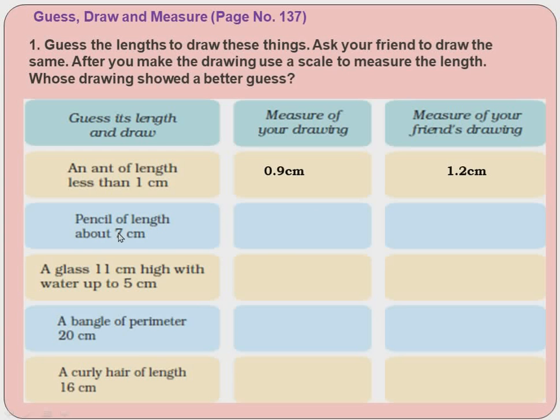Okay, children? Like this, a pencil of length about 7 centimeters. So you will draw one pencil without measuring. Okay, draw directly one pencil, imagining it to be 7 centimeters. Your friend will also draw, then you will take the measurement. Like that, a glass 11 centimeters high with water up to 5 centimeters. Means you will draw a glass which is 11 centimeters and water will be till 5 centimeters only in that. Next, a bangle of perimeter 20 centimeters. Perimeter you have learned already. So a circle bangle whose perimeter should be 20 centimeters. A curly hair of length 16 centimeters. A hair of length 16 centimeters.